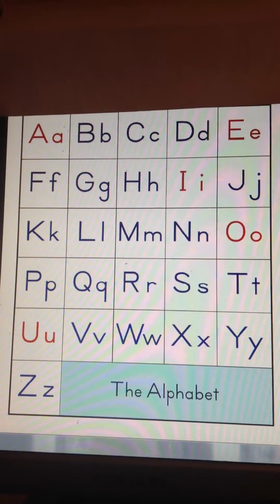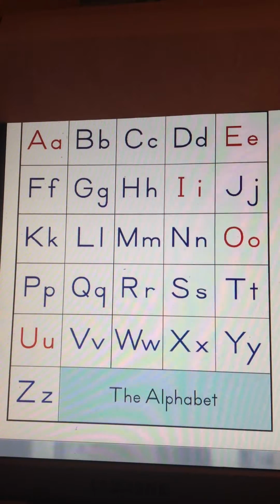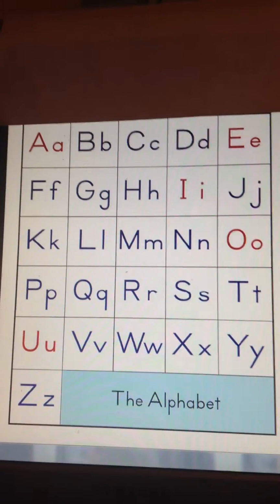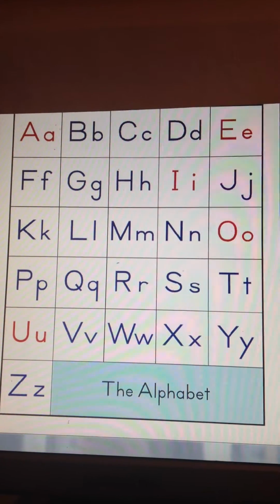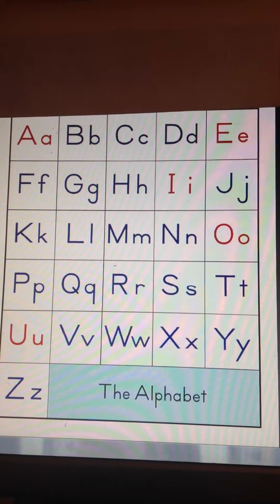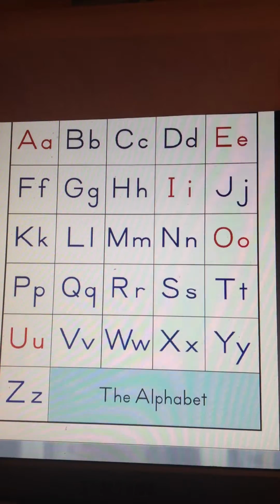Let's say our ABCs. I'm going to point to the letters, and I would like you to make the sounds. Notice that some of the letters are red. Those are what we call vowels. That starts with the letter V.